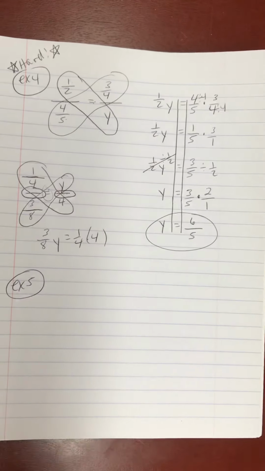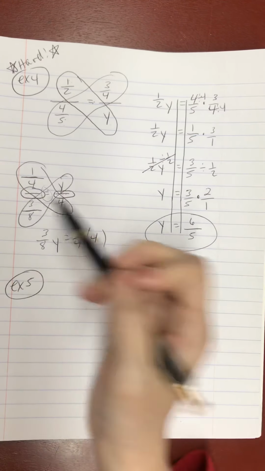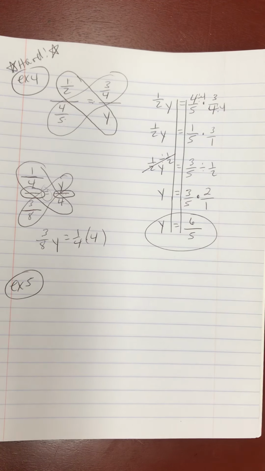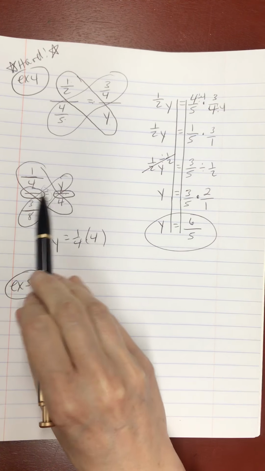Hopefully that helps. Sometimes they make the fraction bars really short, really small, and they don't make them real long. I don't know why they do that. That gets even more confusing. But again, look at the location. Look at the left and the right of the equal sign.